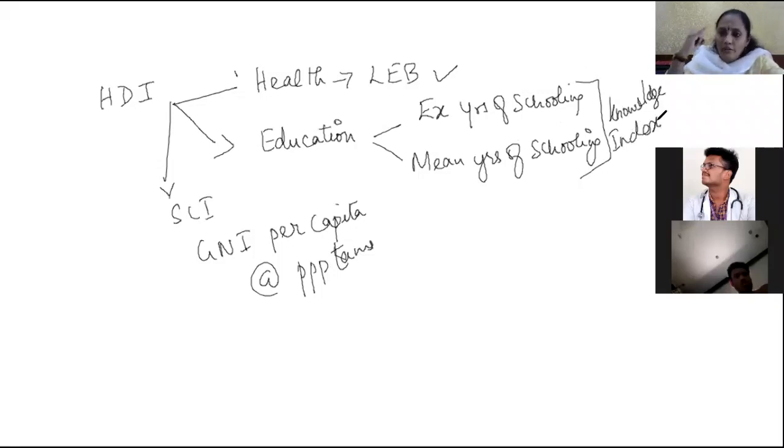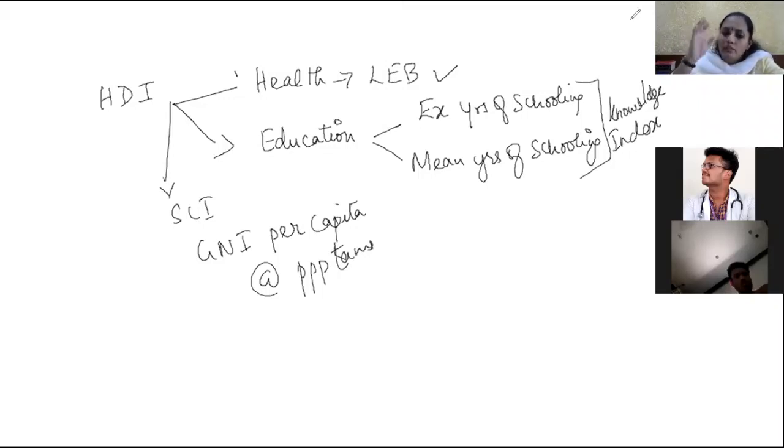So we have one, life expectancy at birth, and two, the knowledge index. Then we are moving to the third variable, which is the standard of living, and we are going to talk about it in terms of per capita income. There are lots of discussions about the indicators, which I'll tell you once we finish the indicators. But as of now, we are just learning the indicators. There are 3 dimensions to the Human Development Index. One is health, the second is education, and the third is the standard of living.